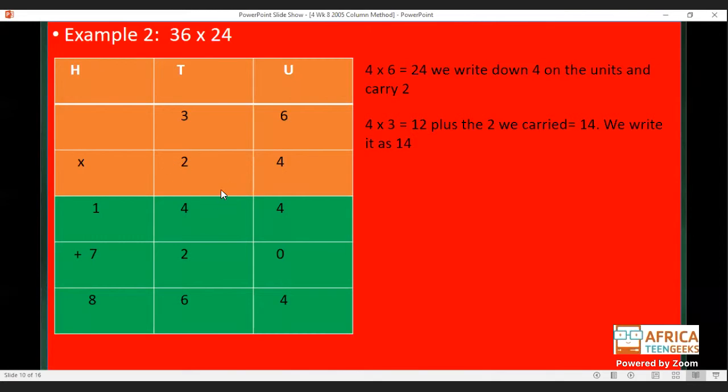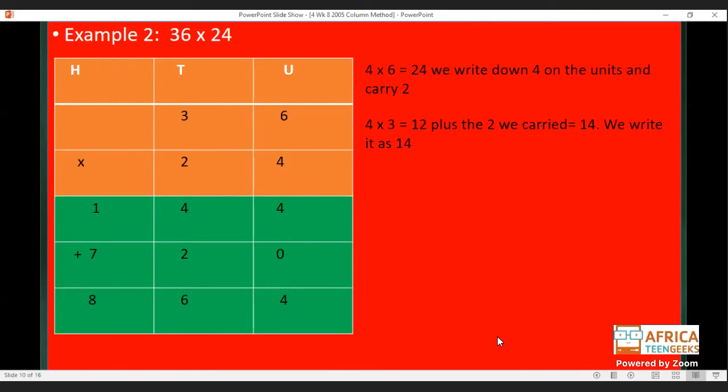Now we come to this 20. Remember, guys, it's a 20. So we put down the 0 first because it's a 20. Why are we putting down the 0? So that we are able to multiply with just the 2. So we put down a 0, and then we multiply with the 2, and then we say 2 times 6. 2 times 6 is 12.